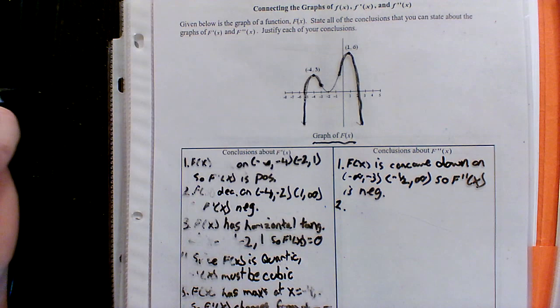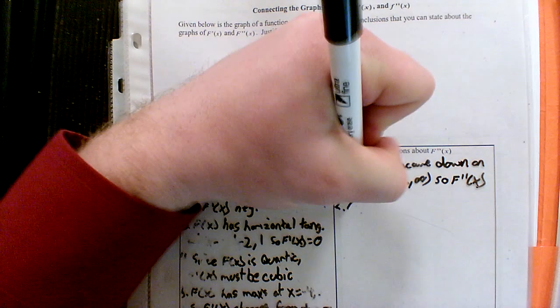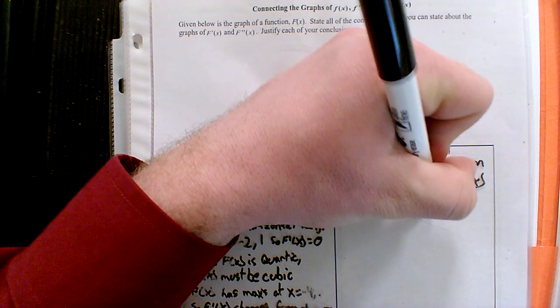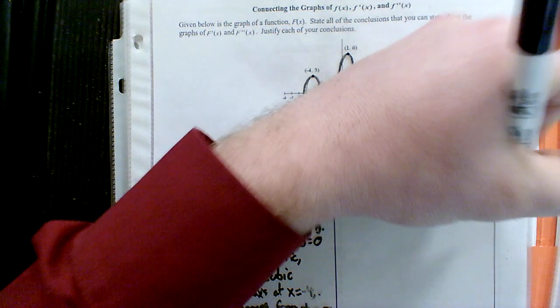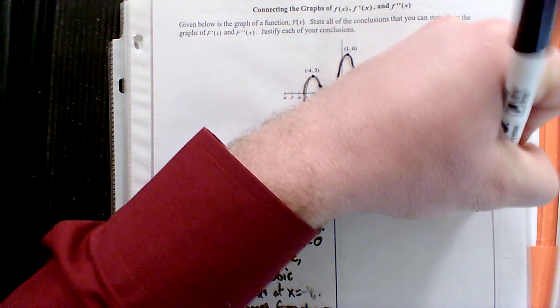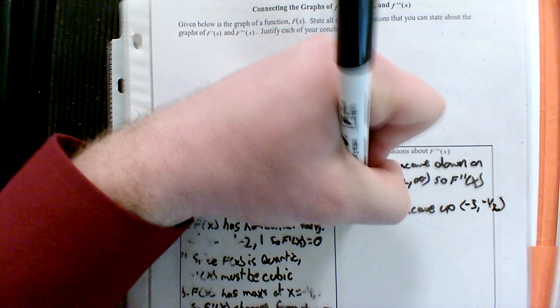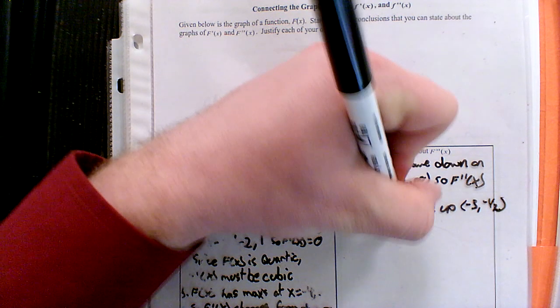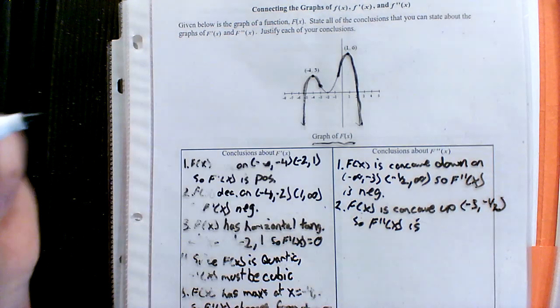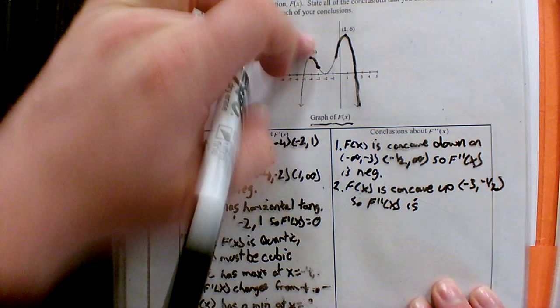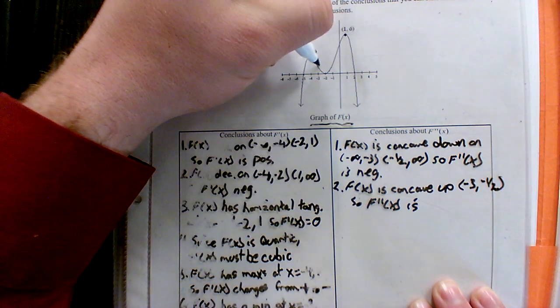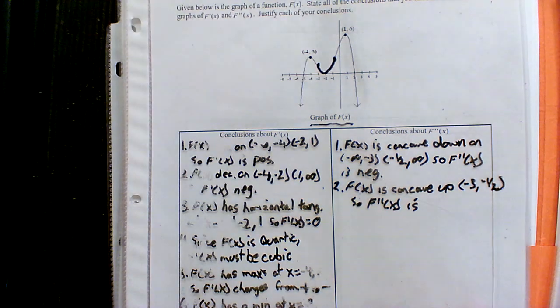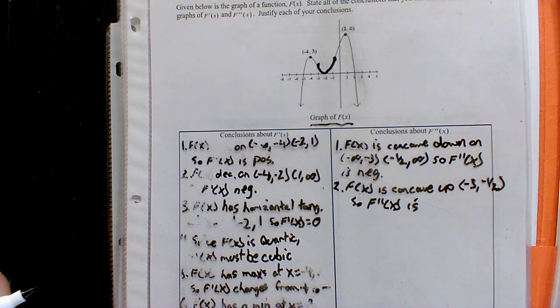So if we talked about the concave down sections, what do you think we're going to talk about next? Exactly. So the f of x is concave up, and the interval is from -3 to -1/2. So f double prime of x is, talking about the concave up part now. So the second derivative is what? Positive.